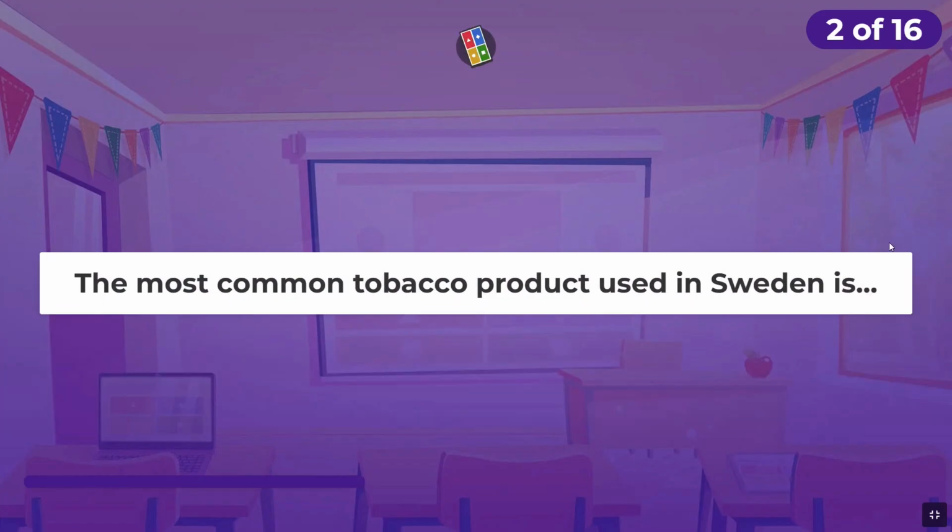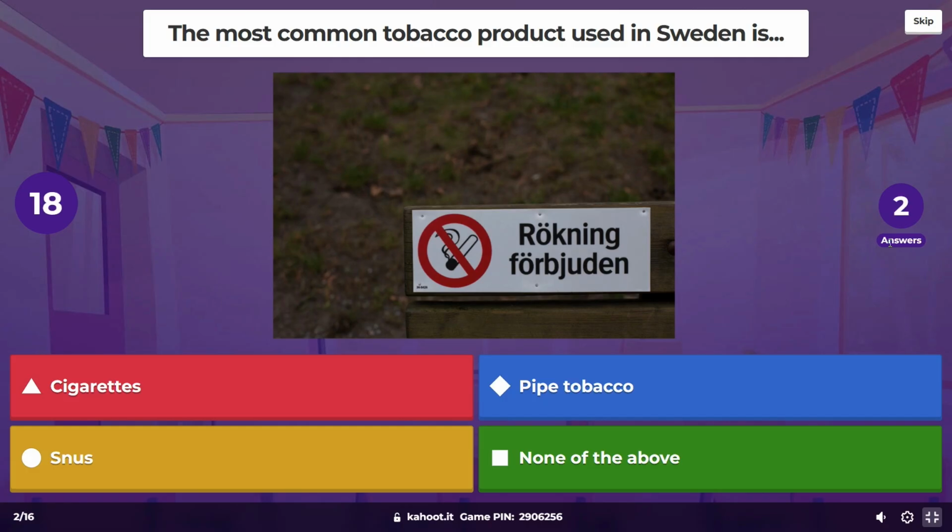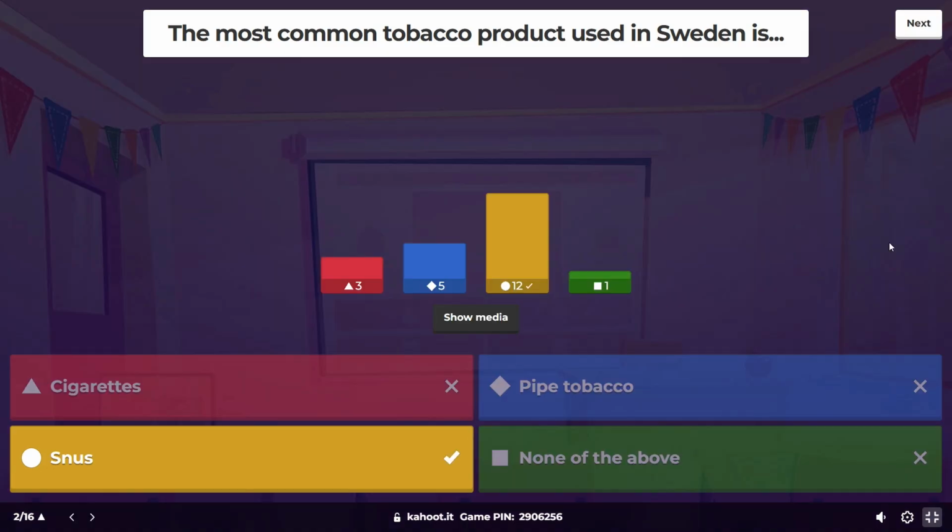So let's start with a more serious question. What is the most common tobacco product in Sweden? It might not be easy. Snus. Yes, that is correct. And as I've noticed, it has had a more international spread nowadays with the white snus. Pretty much everyone is doing it. I don't condone it, but I see it everywhere. Good job.